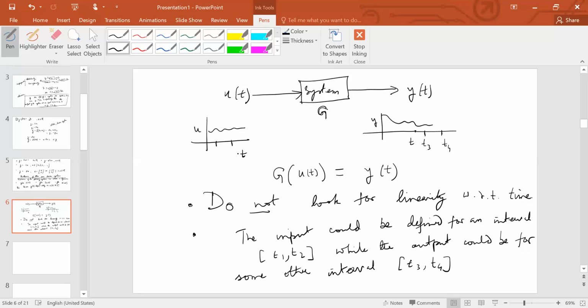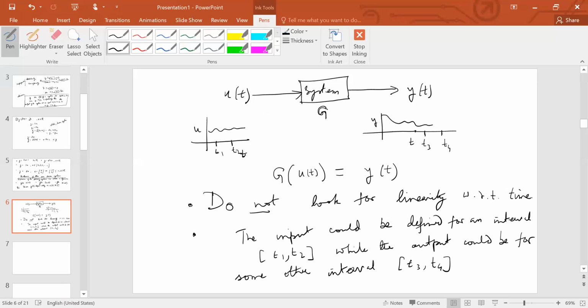So that is your domain of interest. It need not necessarily mean that the moment we are applying the input is exactly the moment when we are observing the output, and that is what we are concerned with. You could have applied the input at some interval, and you could be studying its effect at some other interval. Effect means the output.